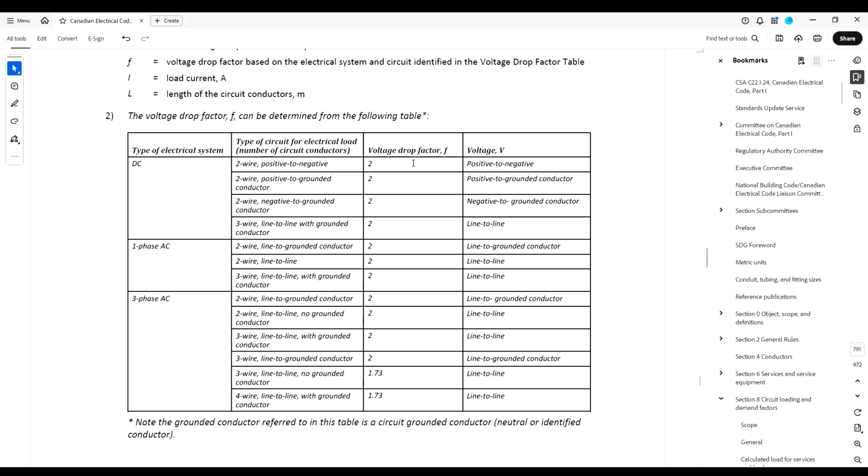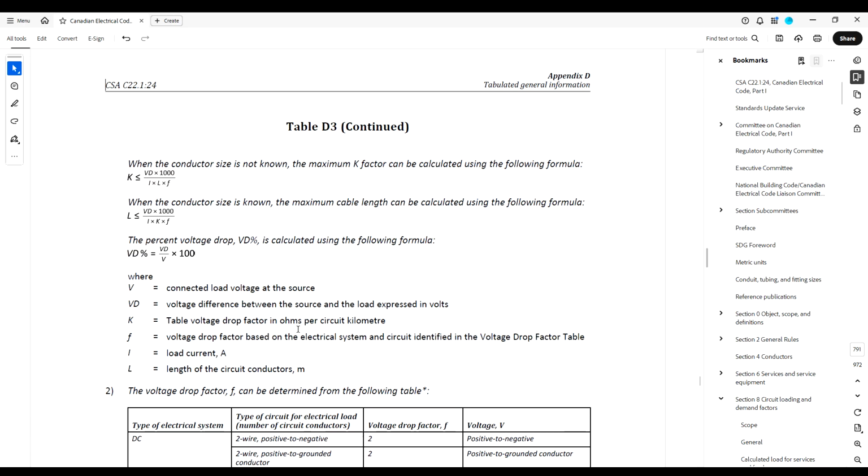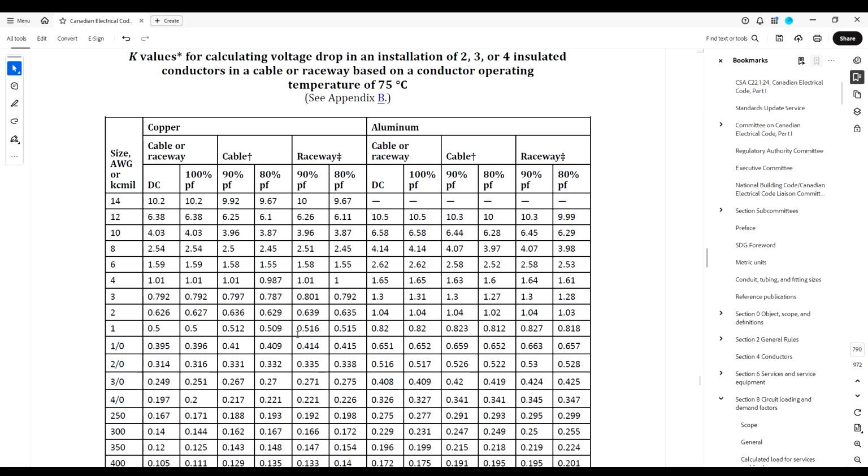The next column over would be the F factor. Notice how basically it's all 2, except for when you get into 3-phase. Everything is going to be a form factor of 2, except if you have a 3-wire, which is line to line with no grounded conductor, like a delta system, just line 1, 2, 3, or a 4-wire. So you've got your 3 phases and a neutral, your grounded conductor. Those are the only 2 times you can have 1.73. Other than that, your F value is always going to be 2, according to this chart. So that is the big change compared to the previous code book.